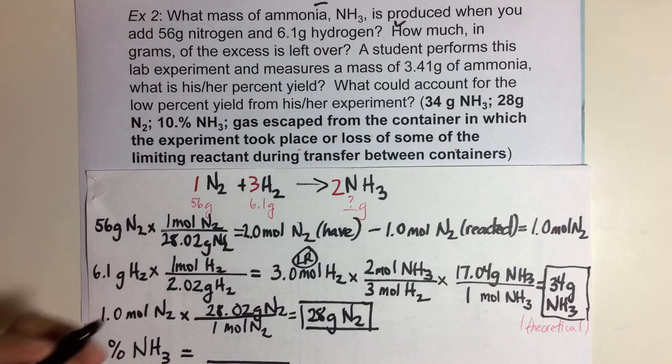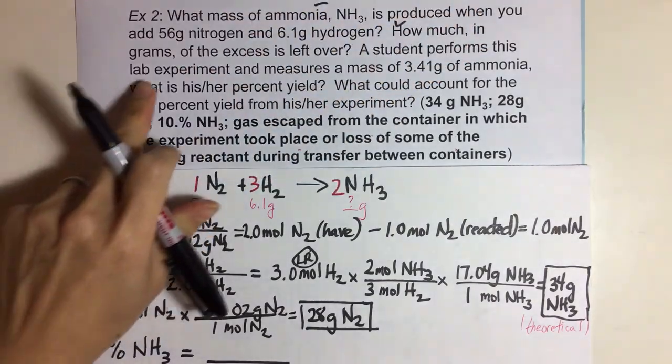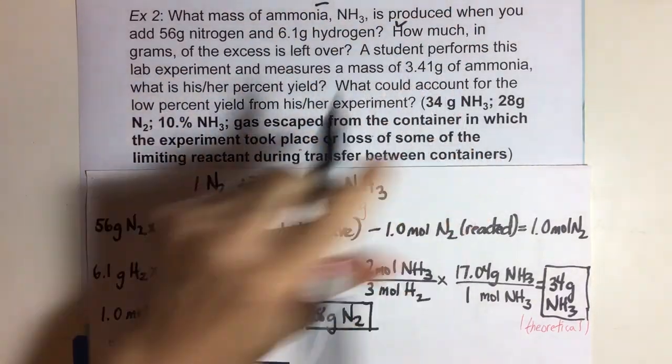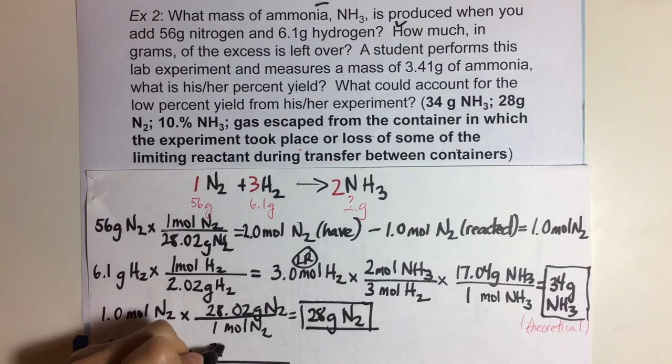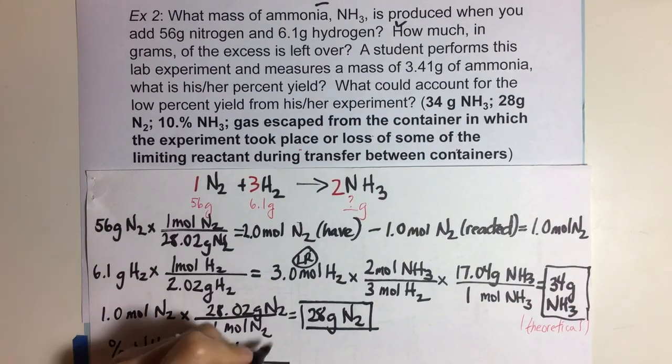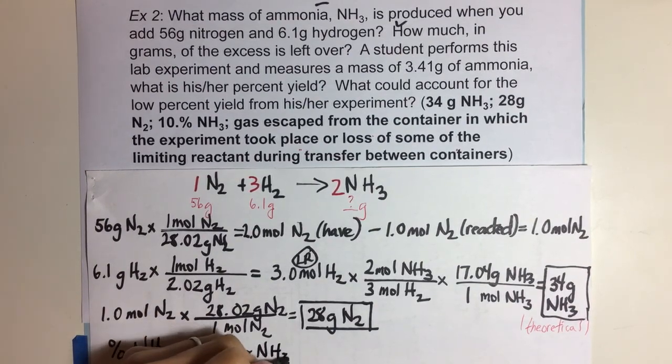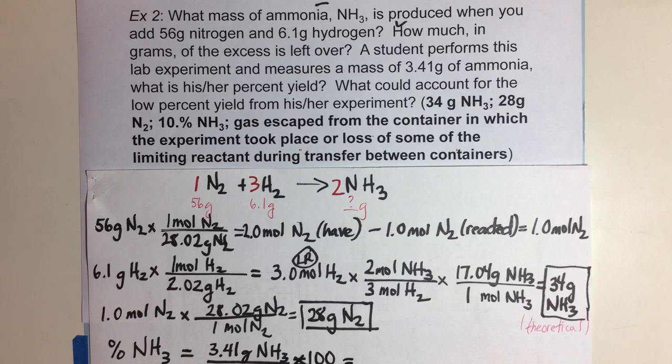experimental. So it says a student performs this lab experiment and measures the mass of the ammonia to be 3.41 grams. So this is your experimental. That's the laboratory portion of it. Divide and then multiply by 100. You get a yield of 10. Because of the sig figs, this is 2 sig figs. You should have 2 sig figs, so this is 10% yield of ammonia.